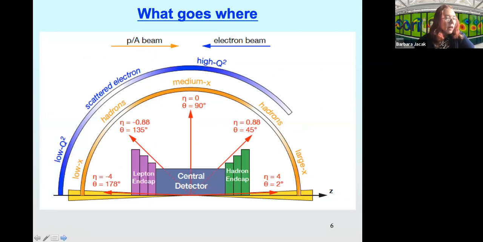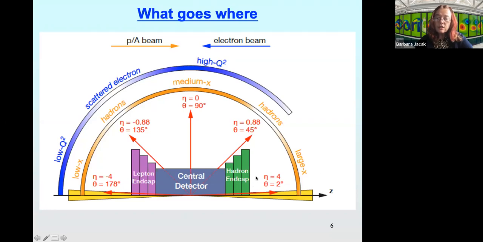So another thing that I find very useful to try and get my head around when thinking about the EIC is what goes where. So as you can see from the arrows here at the top, you've got the proton or nuclear beam going to the right, and the electron beam is heading to the left. So this area over here on the left is the electron going direction. And for a low Q squared process, low momentum transfer, that's where the electron ends up, of course, scattered by a smallish angle, keeps lots of energy. The higher the Q squared, the more the electron gets kicked backwards towards the hadron going direction.